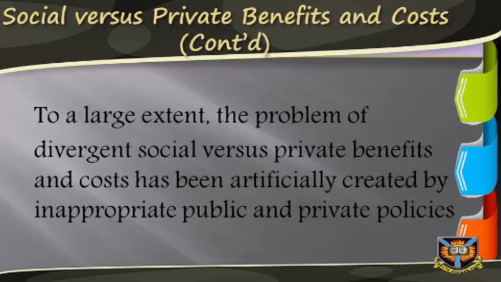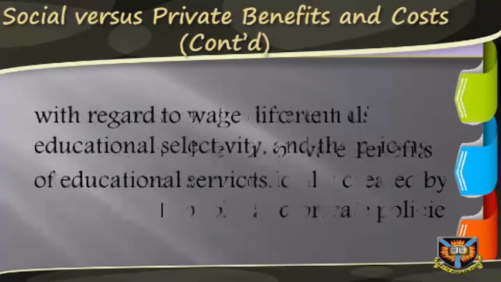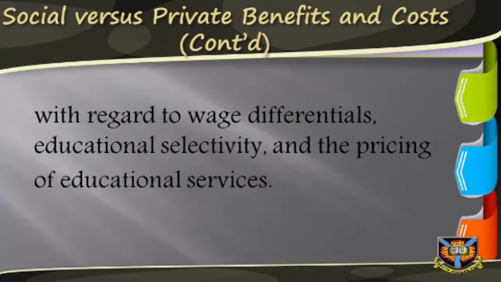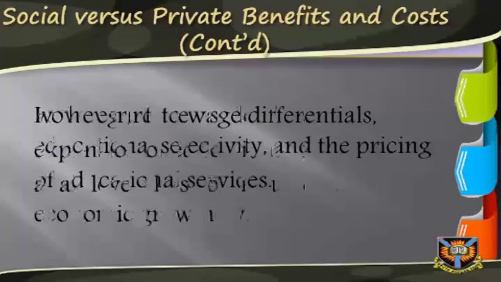To a large extent, the problem of divergent social versus private benefits and costs has been artificially created by inappropriate public and private policies with respect to wage differentials, educational selectivity, and the pricing of educational services. As a result, private calculations of the value of education exceed its social value, which must take account of unemployment.